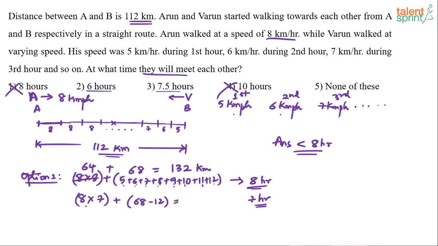Now, what's the total? Check. 8 into 7, 56. And 68 minus 12 is also 56. 56 plus 56, 112. You're getting 112 kilometers. In how many hours? 7 hours. And that's what we want, 112 kilometers in 7 hours. So I can now say that 7 hours, option 5, none of this is the answer. 6 hours and 7.5 hours also ruled out.